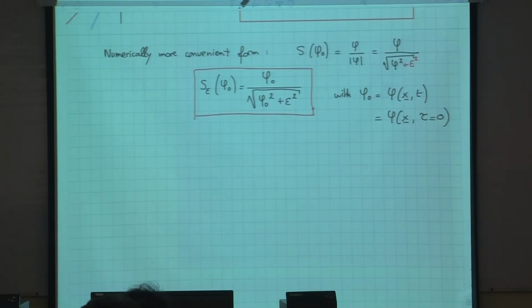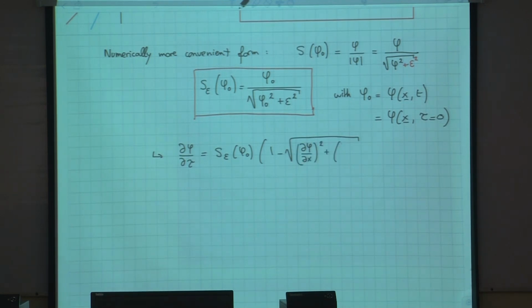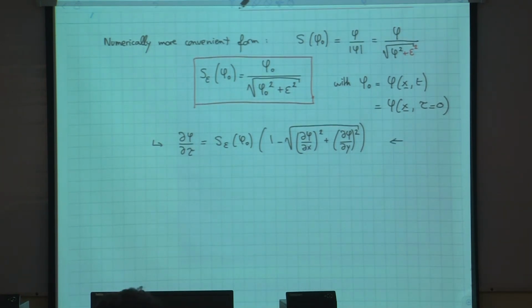Let's bring all this together. The summary is that we solve d phi d tau is equal to S epsilon of phi naught times 1 minus the square root of d phi dx squared plus d phi dy squared. That's our final equation. I'll point out this is nonlinear.